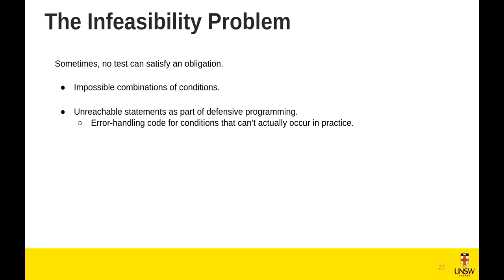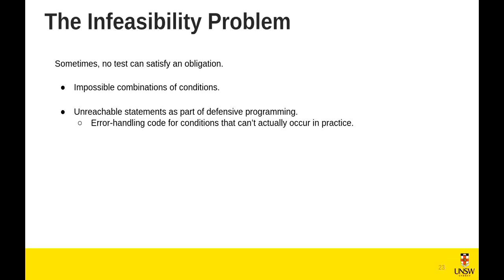And there are some other scenarios that could lead to these kinds of infeasible tests. For example, there are some unreachable statements as part of defensive programming. Defensive programming means that we try to program conservatively. We try to cover all the possible cases, even though some of the so-called possible cases may never appear in real life. For example, we could have some error handling code for conditions that can't actually happen in real life.